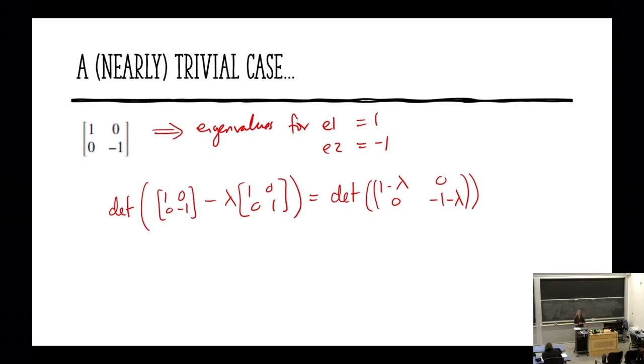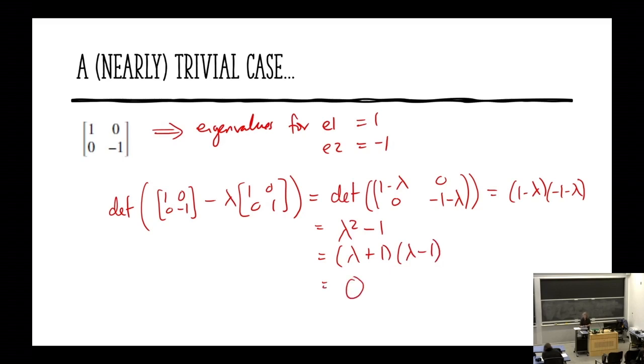You can go ahead and do the determinant, right? It's just 1 minus lambda times minus 1 minus lambda, which is equal to lambda squared minus 1. And if I go ahead and factor that out, I get lambda plus 1 times lambda minus 1. This needs to be equal to 0. And so that gives me the roots of this equation. Lambda 1 is equal to 1, and lambda 2 is equal to minus 1.